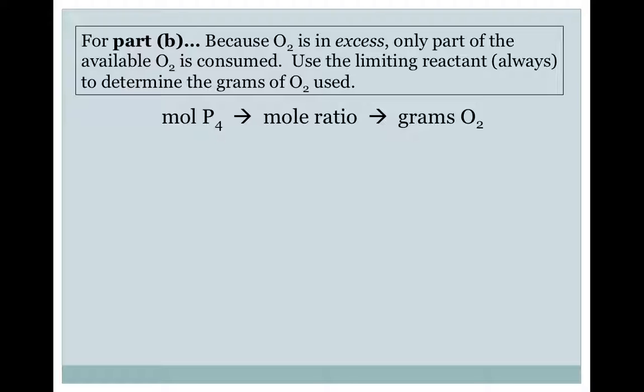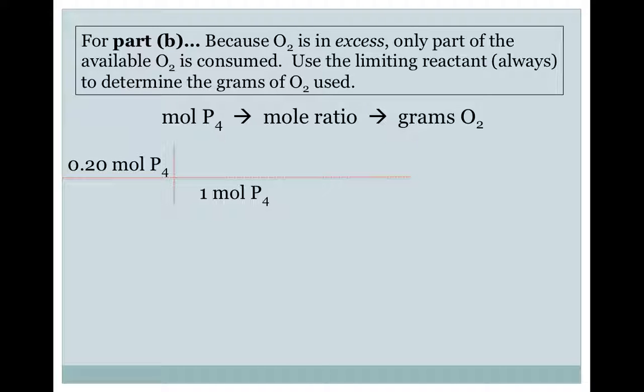Now part B asks about O2 being in excess, and it's not asking how much is consumed, it's asking how much is left over, which is usually what they ask. So again, you're starting with the limiting reactant. The limiting reactant is very, very important. That is always your start in these problems. That is always your given. So I'm going to do moles of the limiting reactant, P4, to the mole ratio to grams of O2.